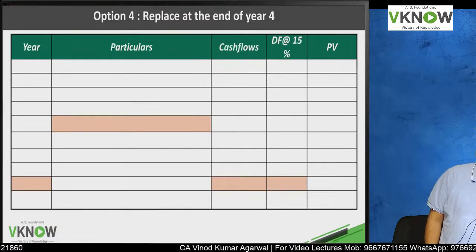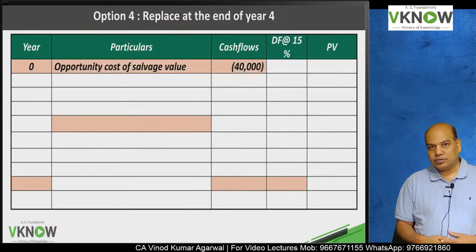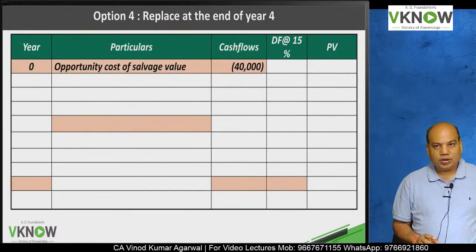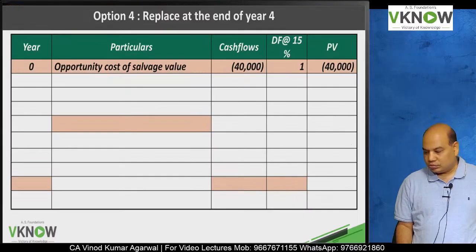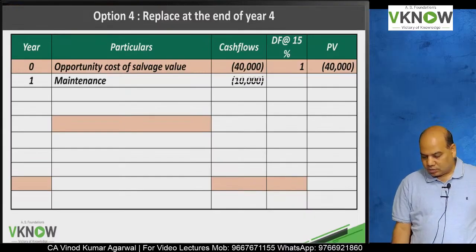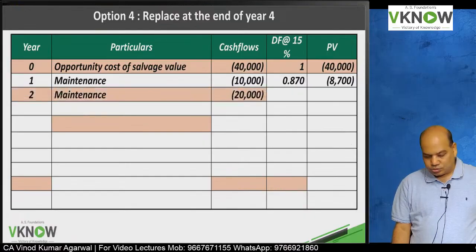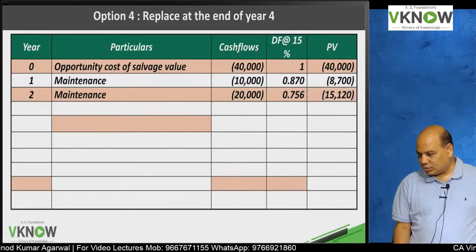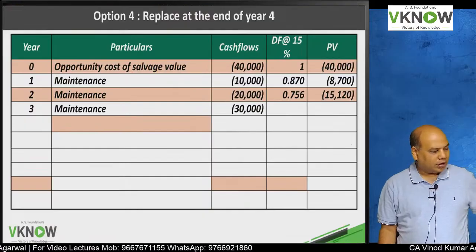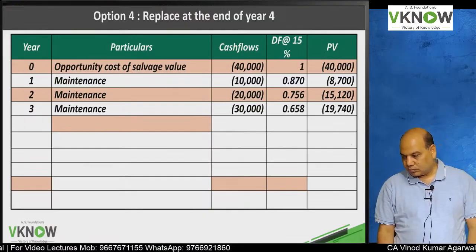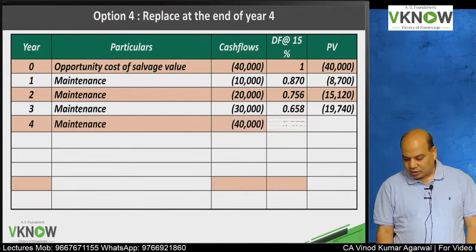Replace at the end of year 4. Under that, write down the format first. Draw the format first. Year 0, opportunity cost of salvage value 40,000. Year 1 maintenance 10,000. Year 2 maintenance 20,000. Year 3 maintenance 30,000. Write present value also. And year 4 maintenance 40,000.